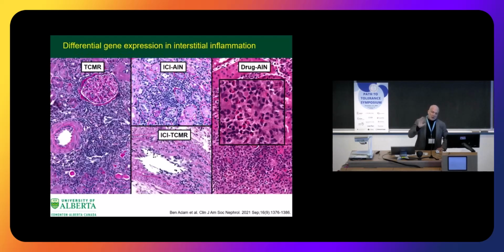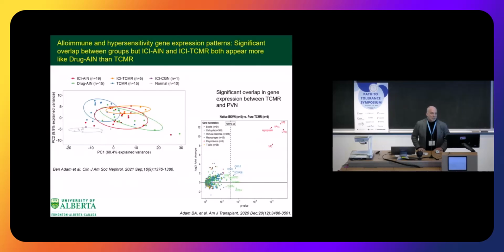And again, we did molecular studies of PD-1 inhibitor-induced interstitial nephritis in transplants versus drug-induced interstitial nephritis versus rejection versus BK. And unfortunately, the molecules are heavily overlapping. The most discriminatory gene in BK nephritis is the BK gene. Duh. The inflammation is almost identical at the molecular level.